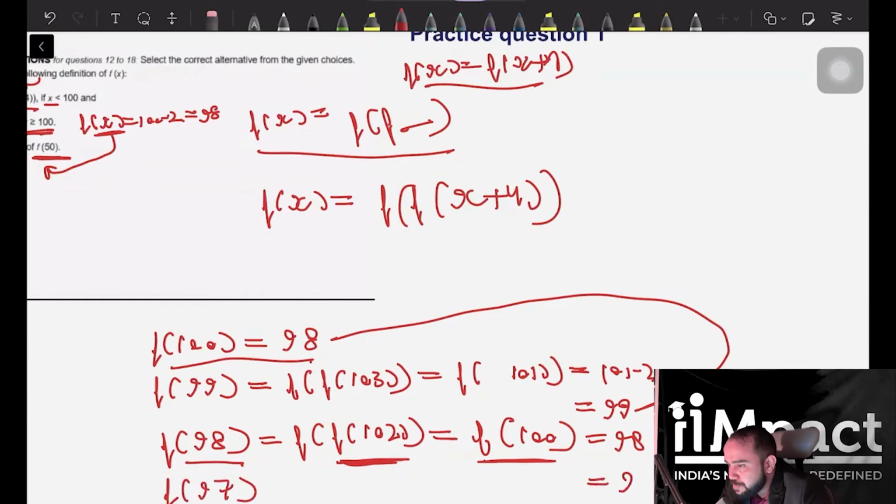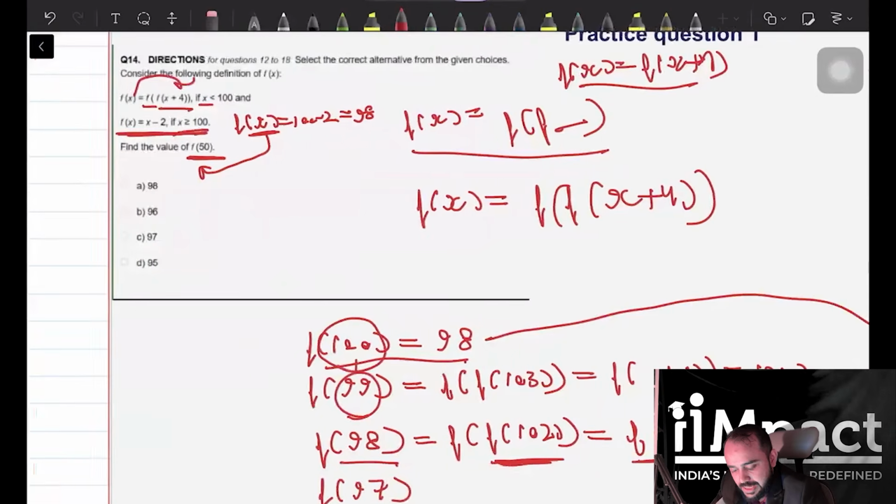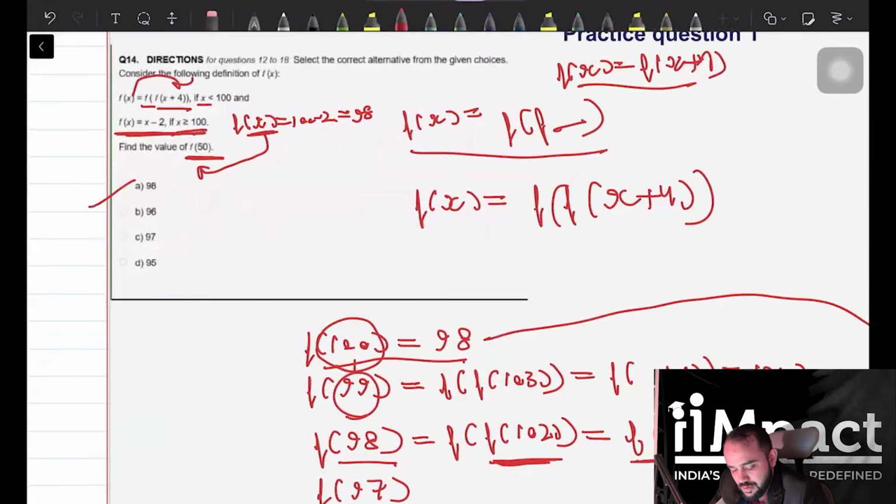And what is the pattern? Is it odd even? Yes, it is odd even. Even input is giving you 98. Odd input is giving you 99. So your answer is going to be 98. A bad question, or rather bad options, because they should have put 99 here, right? The only other possibility of an answer, they should have put it here. So the answer is 98.